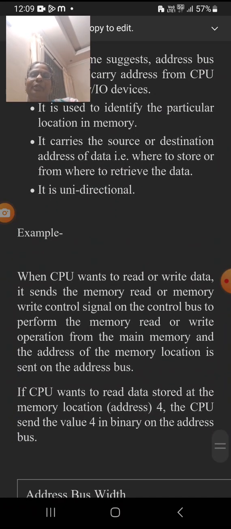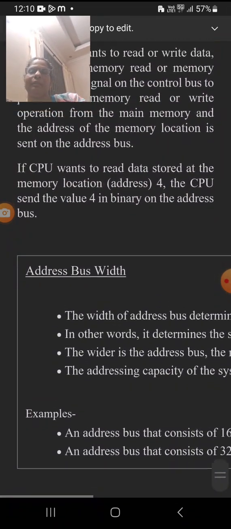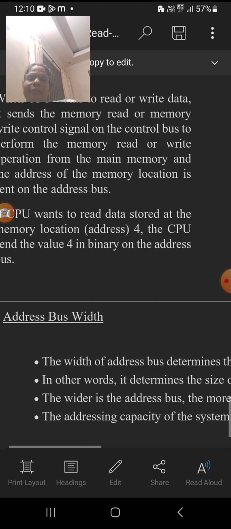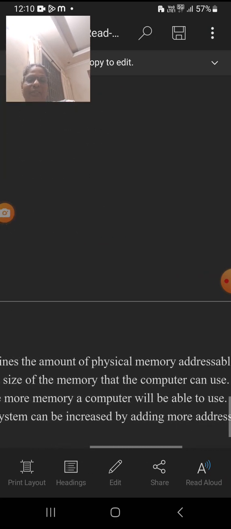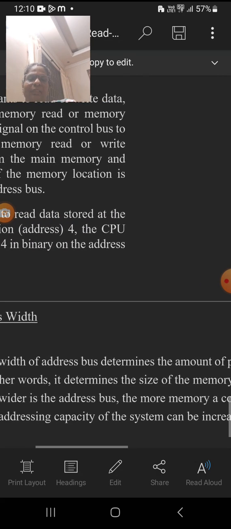When the CPU wants to read or write data, it sends the memory read or memory write control signals on the control bus to perform the memory read or write operation on the main memory, and then the address of the memory location is sent on the address bus. So if the CPU wants to read or store data in a memory location, the CPU sends the value, stored in binary, on the address bus. The width of the address bus determines the amount of physical memory addressable. In other words, it determines the size of memory the computer can use.